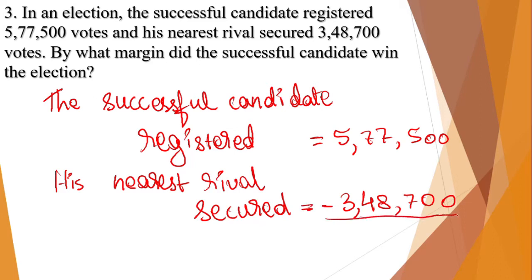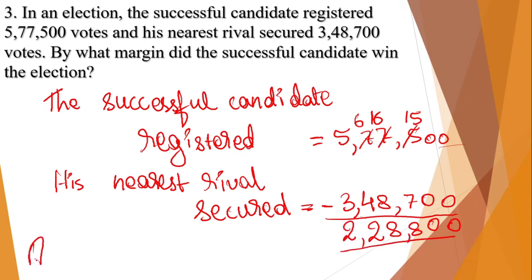Now let's start subtracting. So 0 minus 0 is 0. And again 0 minus 0 is 0 only. And 5 minus 7 is not possible. So 7 will become 6. And 5 will become 15. And 15 minus 7 is 8. And 6 minus 8 is not possible. So 7 will become 6. And 6 will become 16. And 16 minus 8 is 8. And 16 minus 4 is 2. And 5 minus 3 is 2.